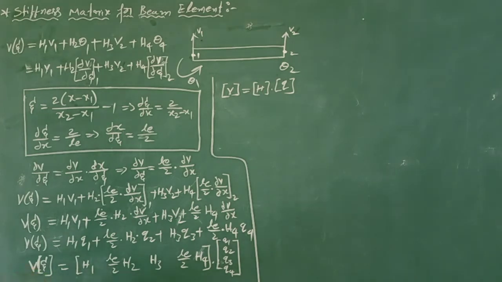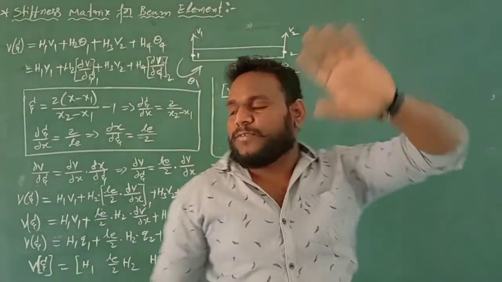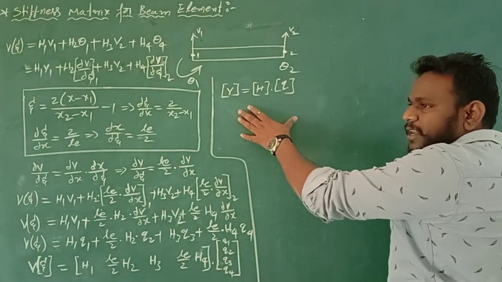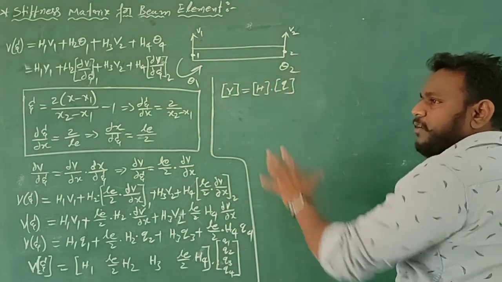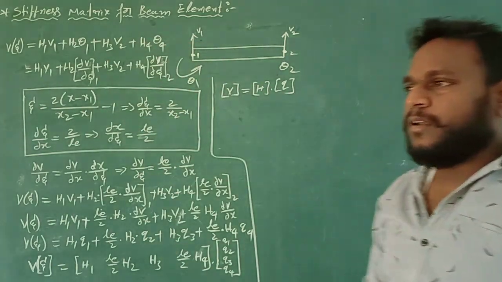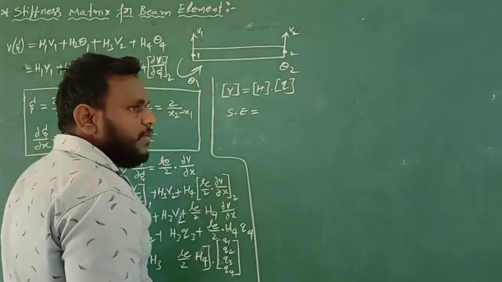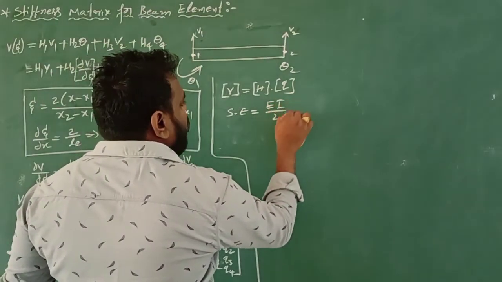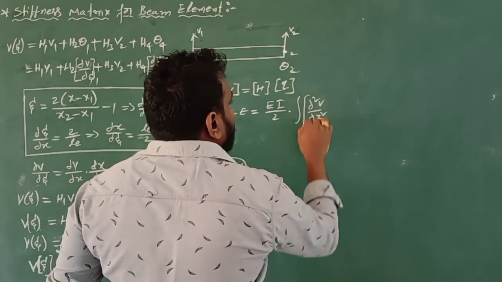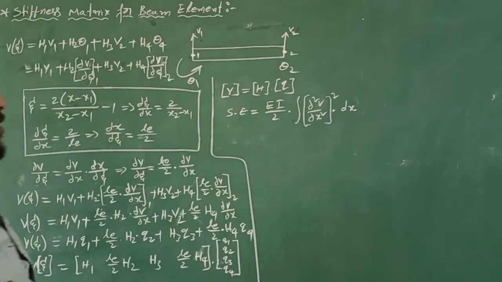Now, we know the strain energy equation. Because we want to derive the stiffness matrix for the beam element, I am writing here the strain energy equation for a beam element. After some simplification, we will get the stiffness matrix for the beam element. You know very well the strain energy equation for a beam element: EI by 2 into integral of (dou square V by dou x square) whole square into dx. This is the strain energy equation for the beam element.